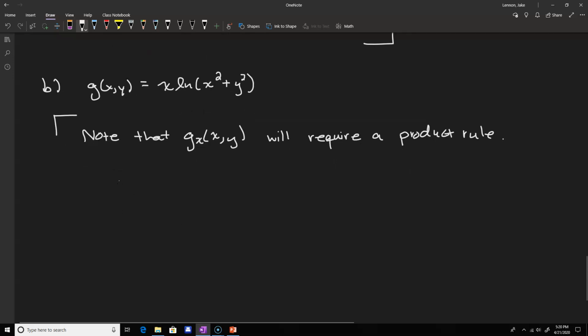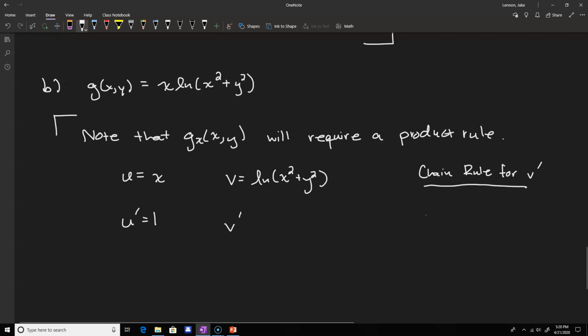So trying to find gx, we list u as x, and then v will be the natural log of x squared plus y squared. So we're actually going to need a chain rule. U prime is easy, that's just 1. V prime, so again, chain rule for v prime. We can kind of do this off to the side.